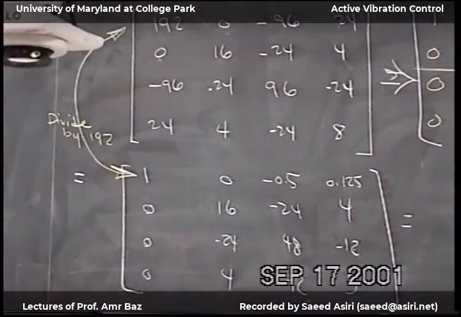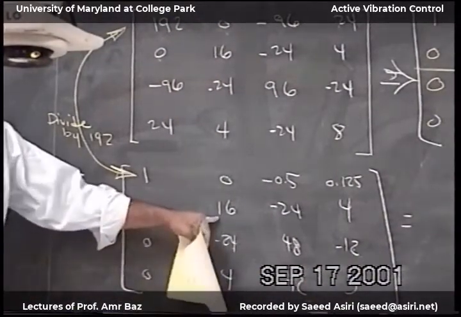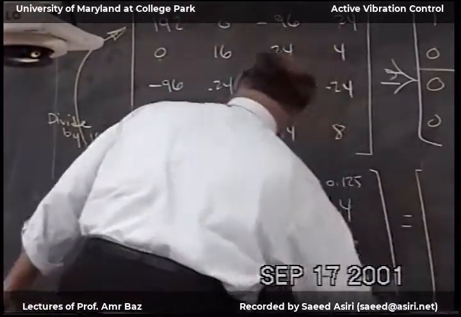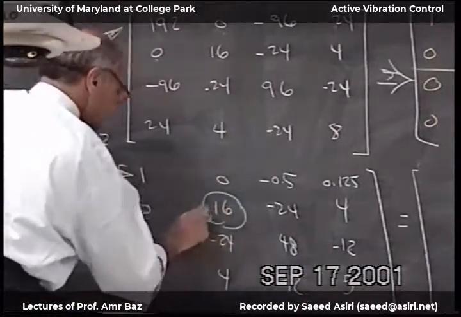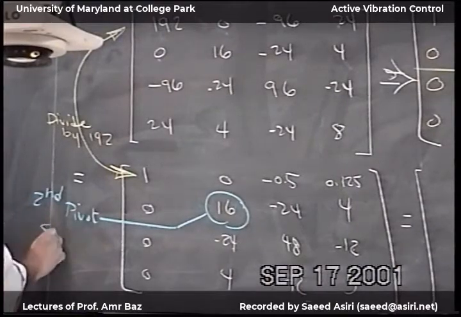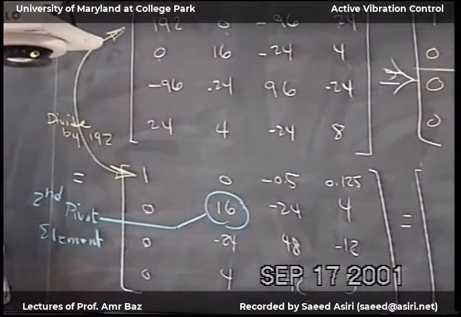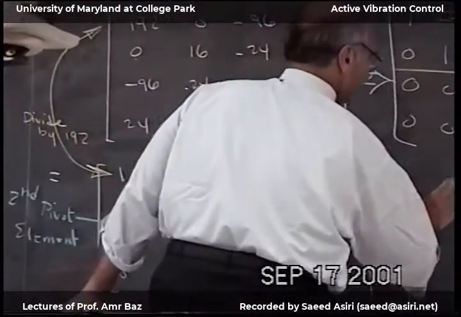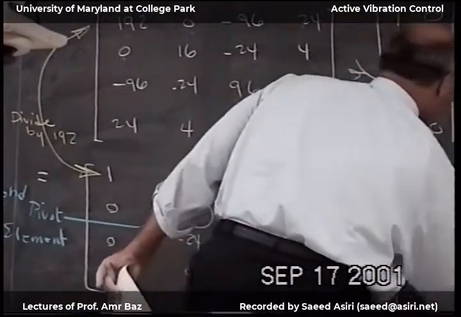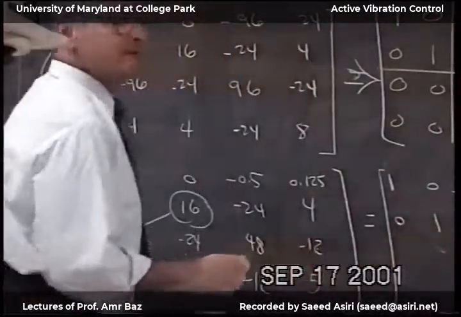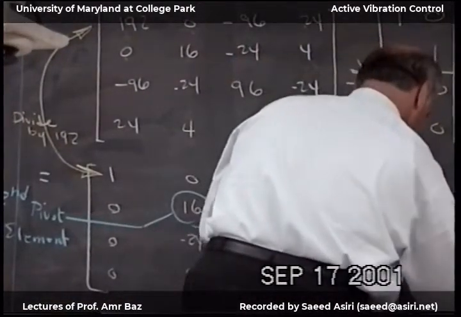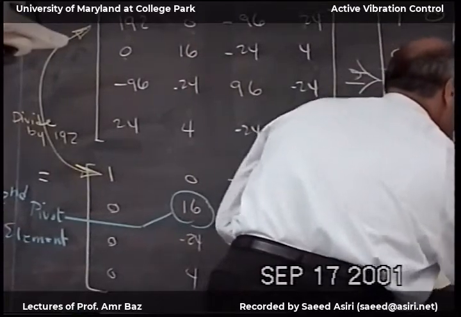And then the same story here, this will be 0, 4 minus 12, and 5. Now the second step, I'm going to pivot on this element. I'm going to make this 1, and then eliminate the entire column. This is my second pivot element. So now this will be 1, 0, minus 0.5 and 0.125. And then this is 0, and then this is 1 now. And this becomes minus 1.5 and 0.25.